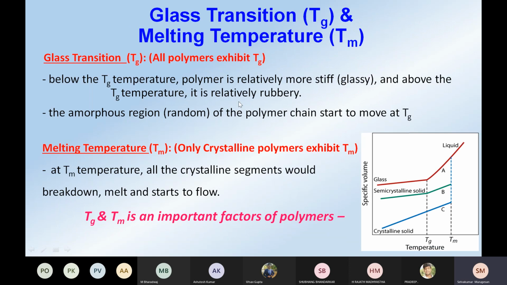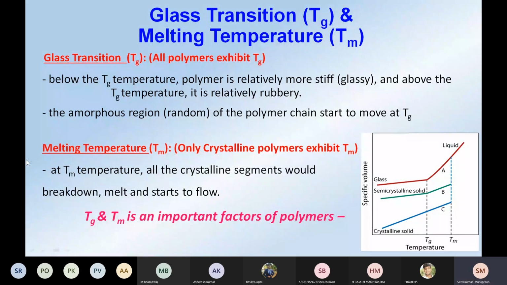Fine. So there are two important thermal phenomena you might have observed or studied in the third semester. That is very important: the glass transition temperature, Tg, and the melting temperature. Tg, the glass transition, is exhibited by all polymers. For example, you can find it in amorphous polymers, crystalline polymers, thermoplastics, thermosets, elastomers, etc. But the melting temperature is exhibited only in crystalline polymers. Let's see why exactly that is so.